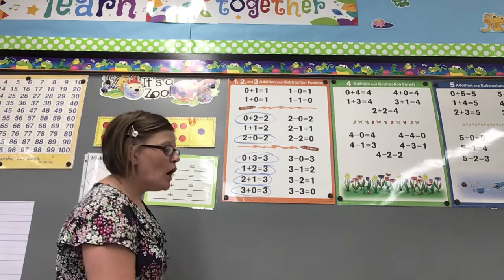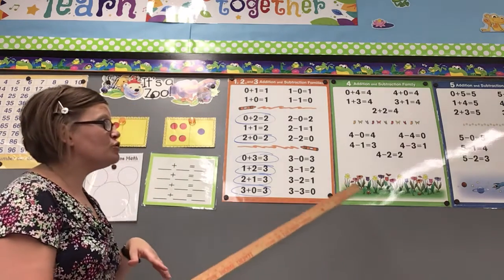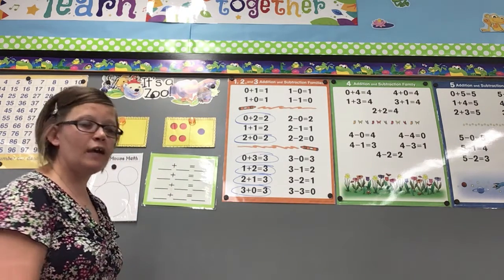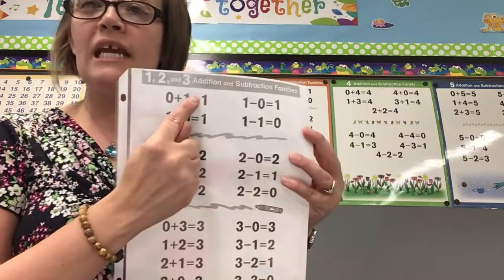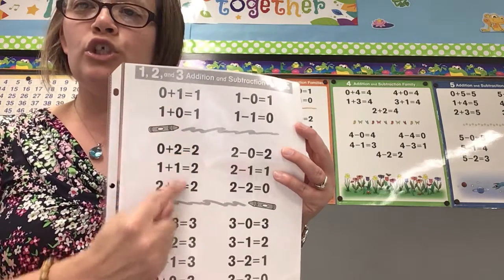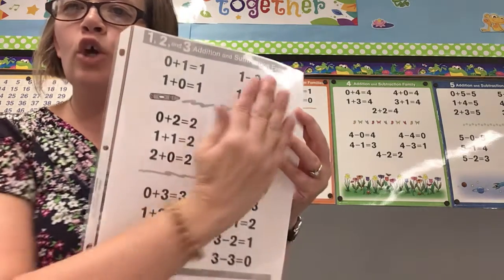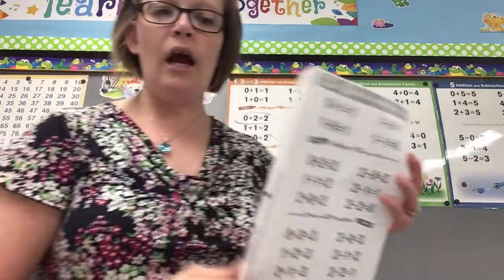All right. Later this week, we will introduce the 4 family and the 5 family. In order for it to be in a family, that just means that the answer is the family's name. So the 1 family, the 2 family, the 3 family. We'll talk about subtraction in a couple of days as well.